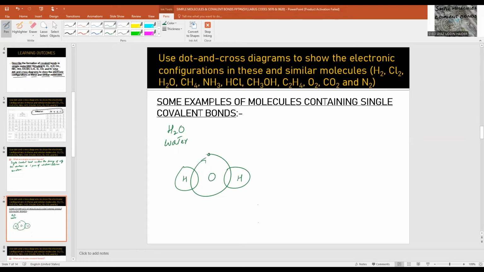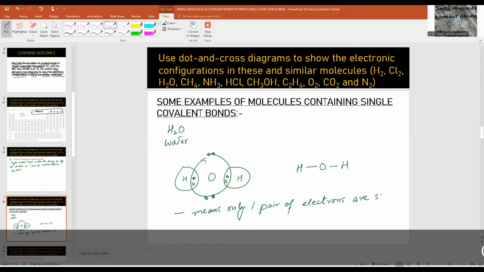I'm using dots for oxygen here: 1, 2, 3, 4, 5, 6. Hydrogen: 1, 1. You see only one pair of electrons is shared. So the displayed formula for this will be like this: H-O-H. This indicates only one pair of electrons is shared. A single dash means only one pair of electrons is shared.